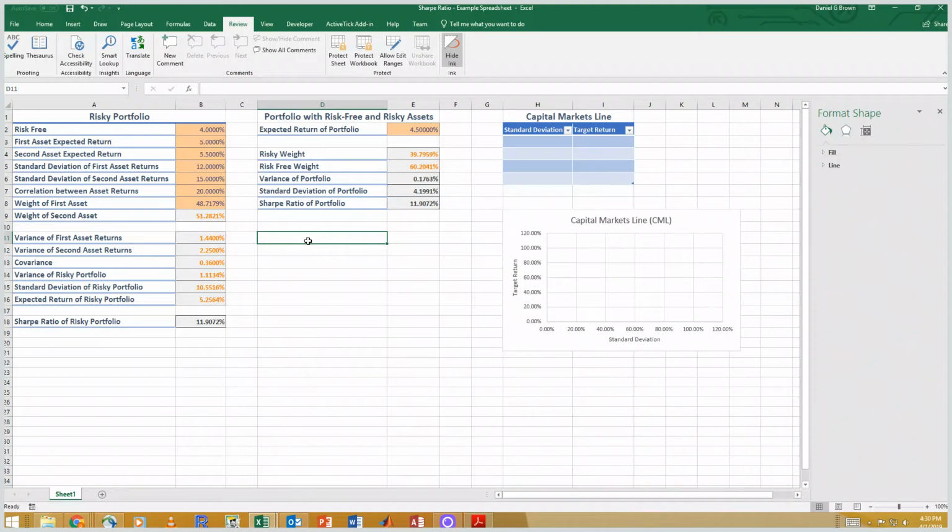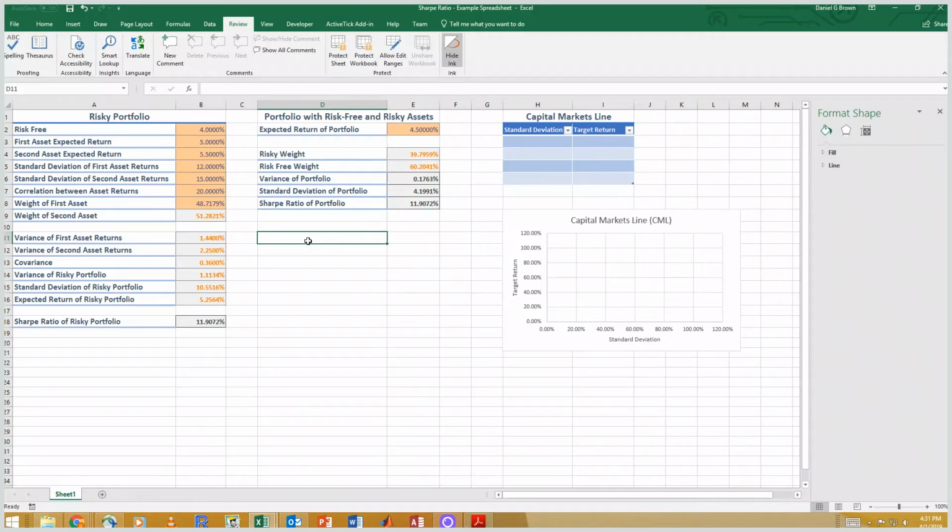In this video, I'm going to discuss the capital markets line. The capital markets line is a line where the x-axis is the standard deviation of our returns and the y-axis is our target return.